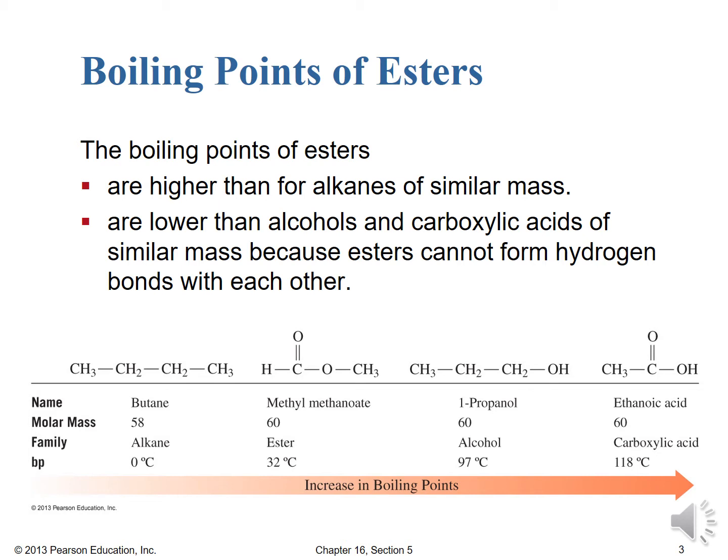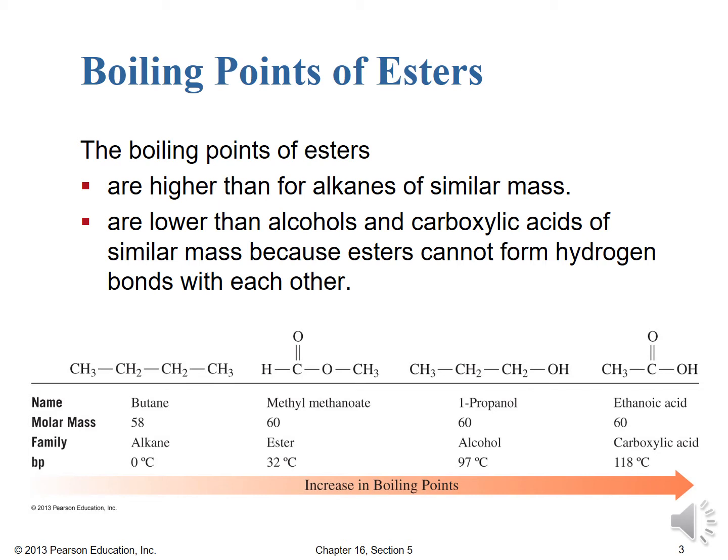When we're talking about boiling point, it has to do with how the molecules interact with other molecules of their same type. And because the esters, like the ethers or the ketones, or even the aldehydes, can't hydrogen bond with themselves, they tend to have lower boiling points than alcohols and carboxylic acids of roughly equal molar mass. So here we see butane has a molar mass of about 58 grams per mole, and its boiling point is about 0 degrees Celsius.